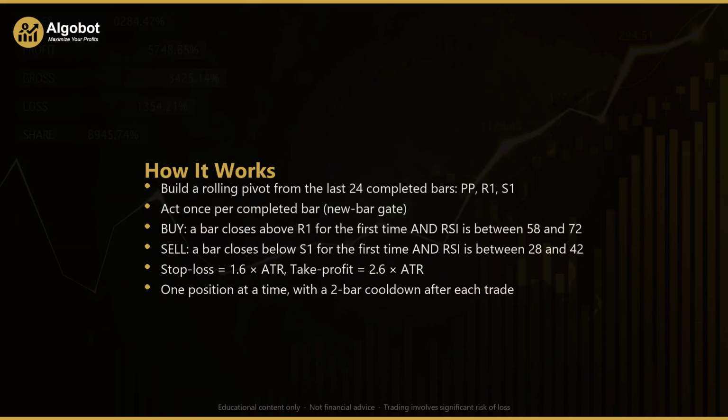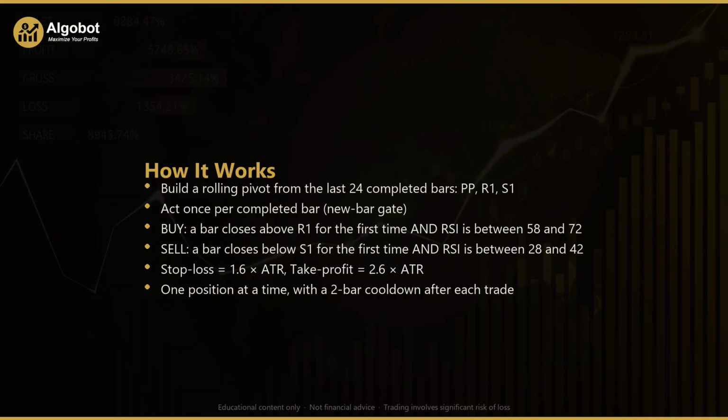Now let's walk through the exact logic, step by step. The expert advisor works on completed bars only. It uses a new bar gate, meaning it evaluates its rules just once per bar, when the previous bar has fully closed. This avoids reacting to every flicker of an unfinished candle.